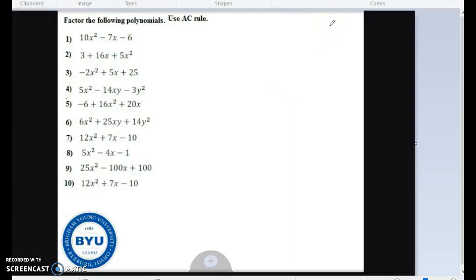All right, this is Brother Ward, and I'm going to go over number 4. This is one that a few people had some difficulty with, so I'm going to post this in the announcements, and hopefully it will help.